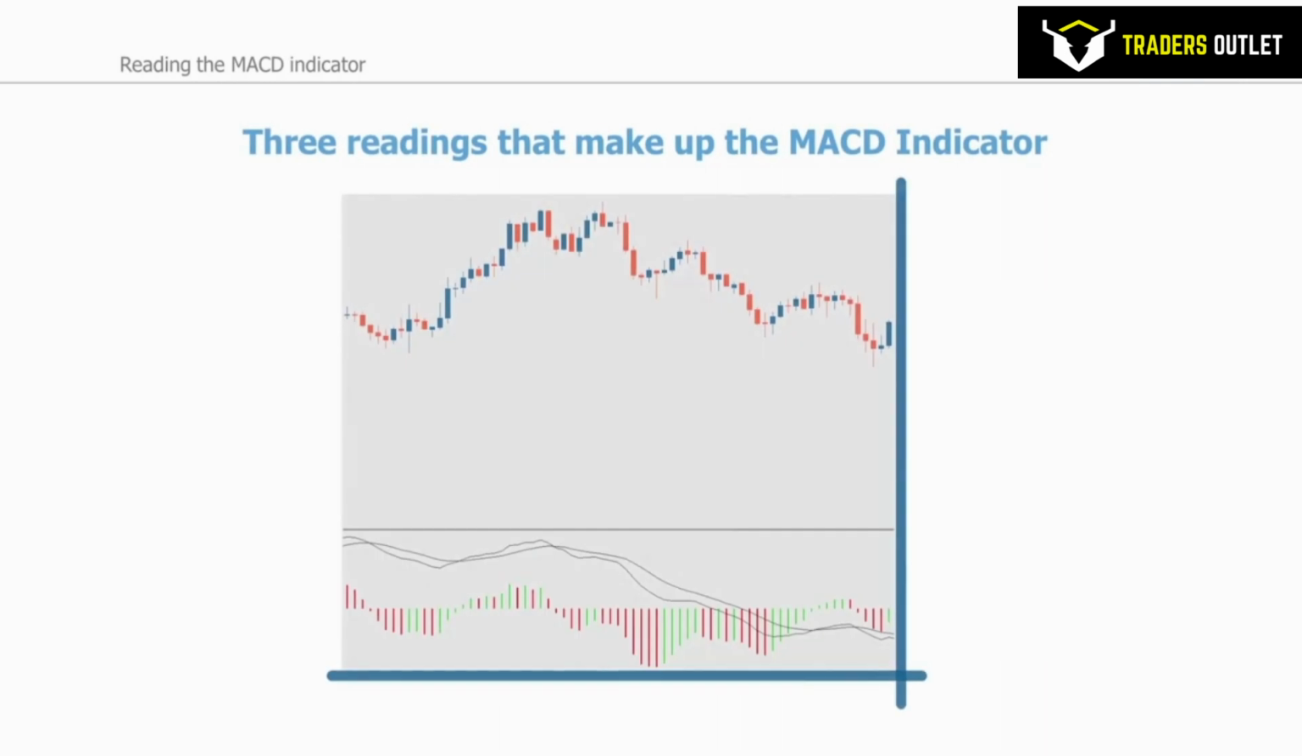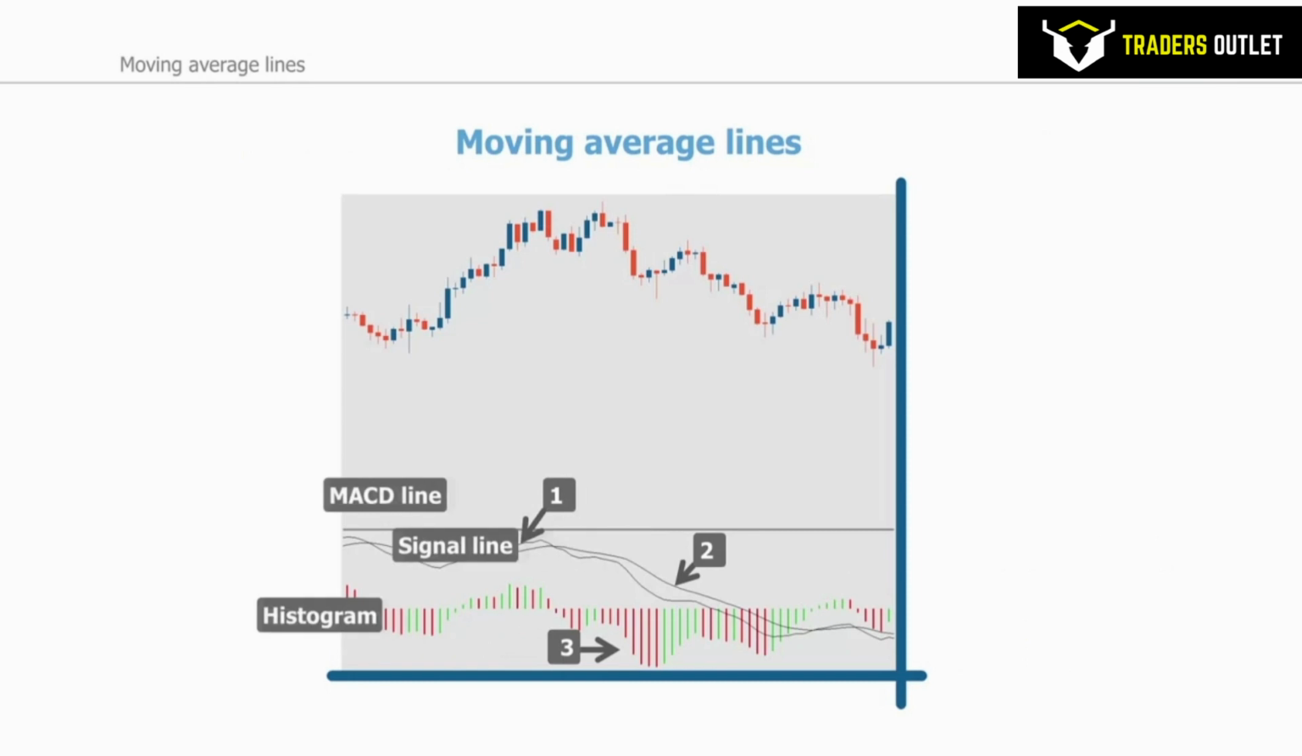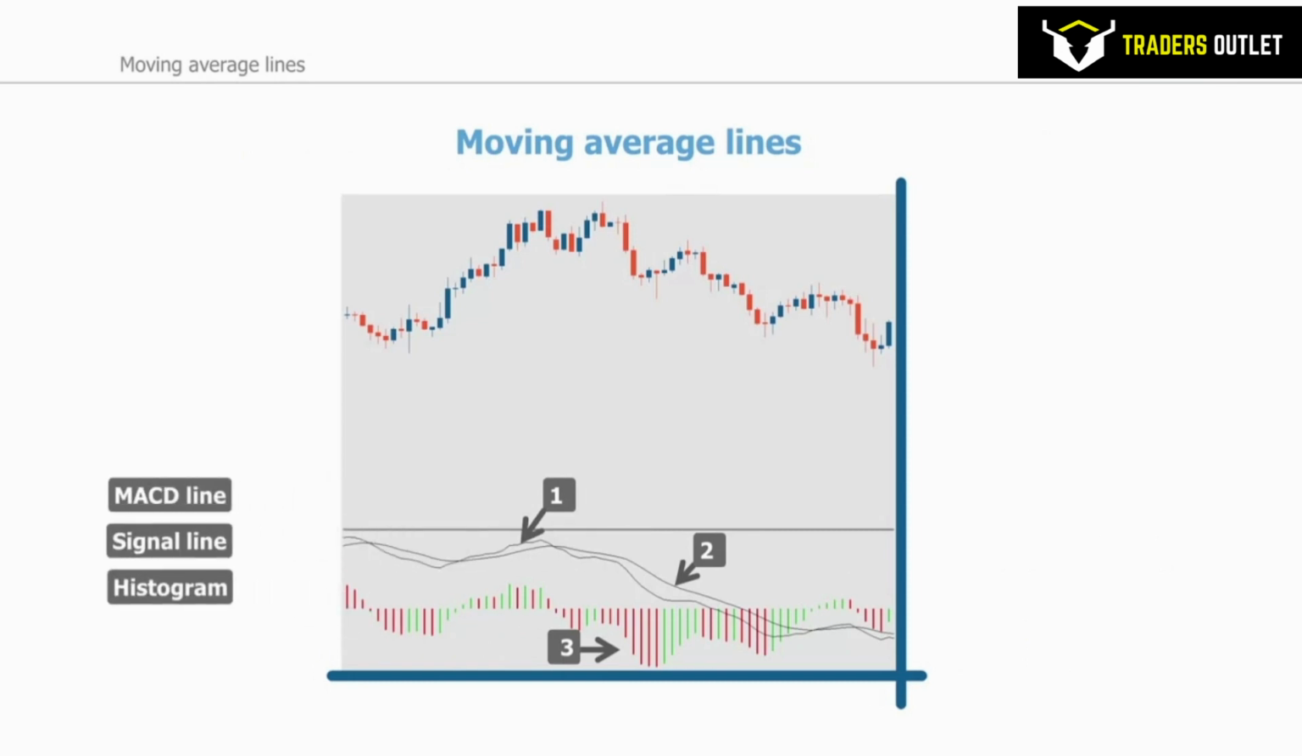The MACD indicator is made up of three separate elements. These appear together and are normally found underneath the price chart on most trading software. They are the MACD line, the signal line, and the histogram. Let us now look at each of these three signals in a bit more detail.